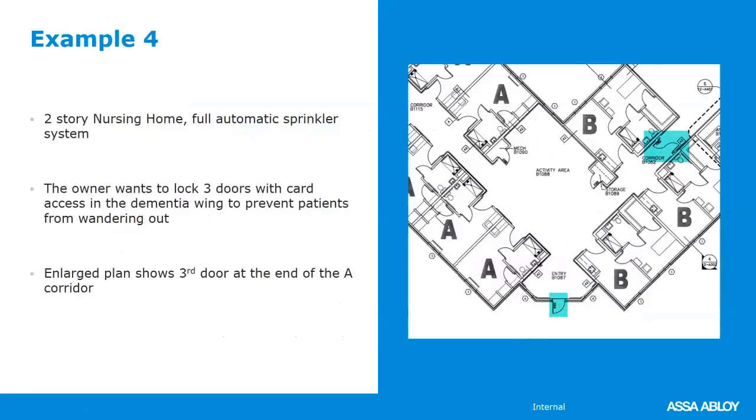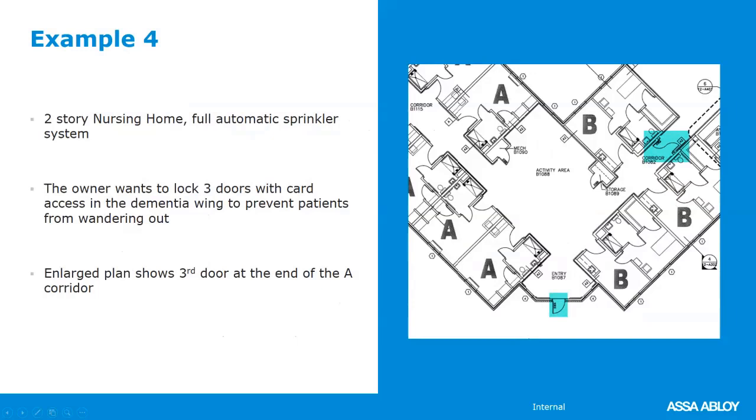One more example, this is a 2-story nursing home with full automatic sprinkler system. What type of occupancy is a nursing home? That falls under I2, nursing homes and hospitals, or I2, institutional. The owner wants to lock 3 doors with card readers in the dementia wing to prevent patients from wandering out.